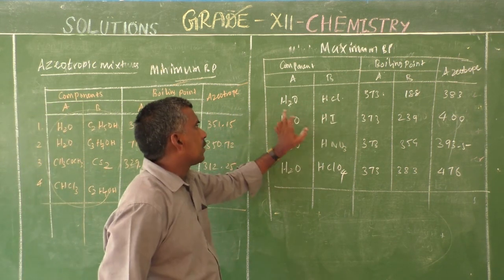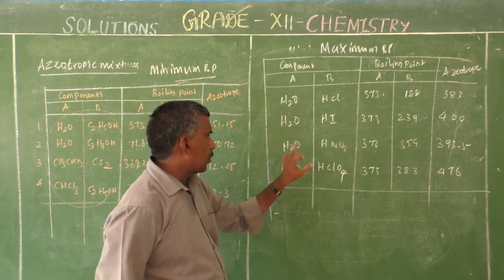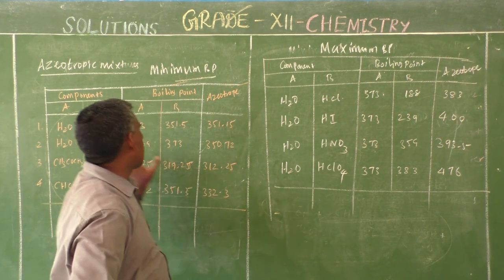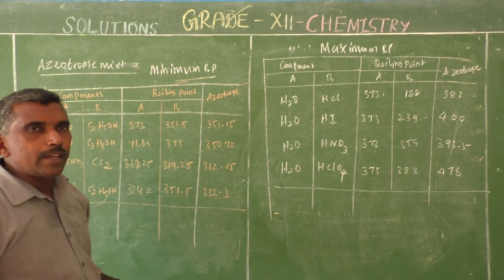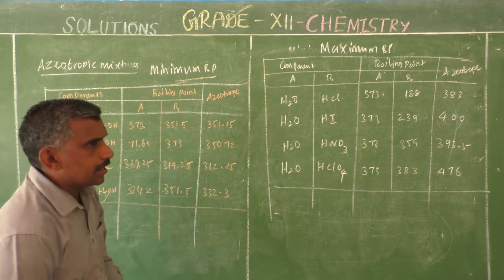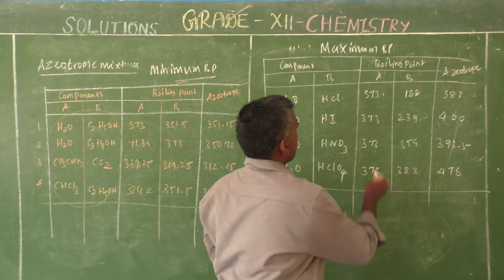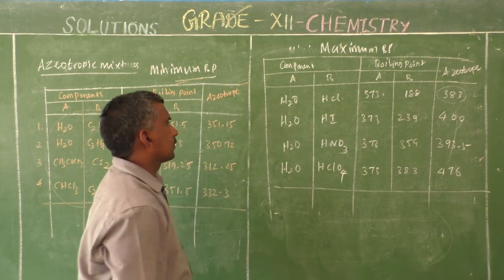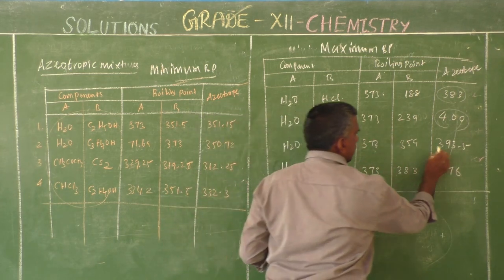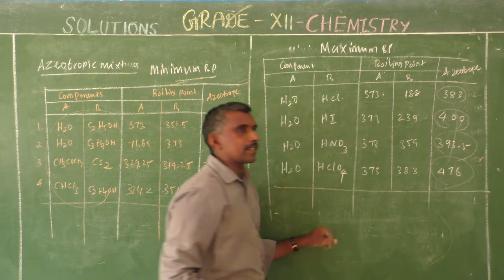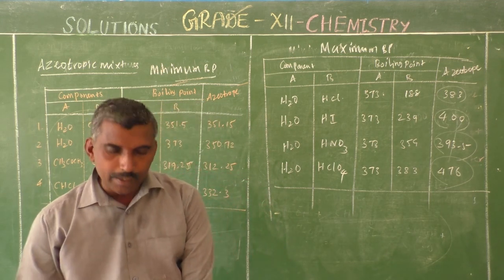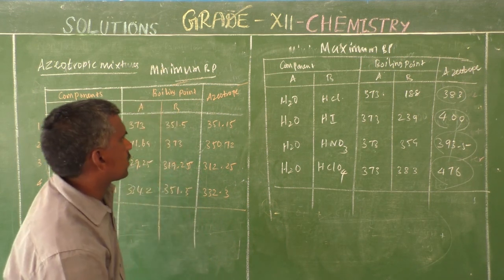This is an azeotropic mixture: water and HCl, water and hydrogen iodide, water and nitric acid, water and perchloric acid, HClO4 being perchloric acid. In the liquid phase and vapor phase, the same composition, it boils at a constant boiling temperature and is unchanged in distillation. Maximum boiling point: water and HCl 383, hydrogen iodide 400, water and nitric acid 393, water and perchloric acid 476, the highest. So that is a maximum boiling point azeotropic mixture. Memorize this.